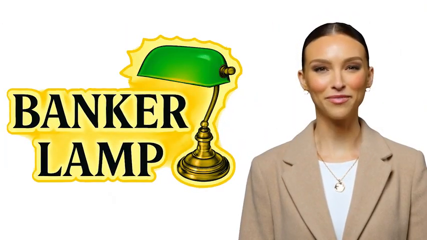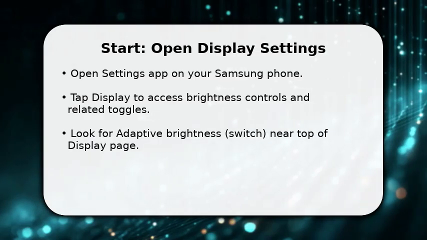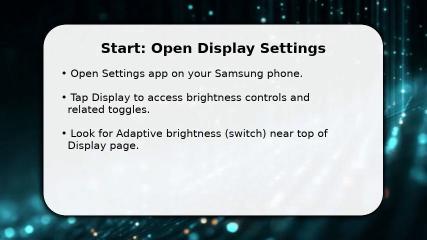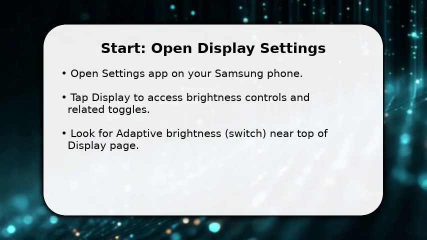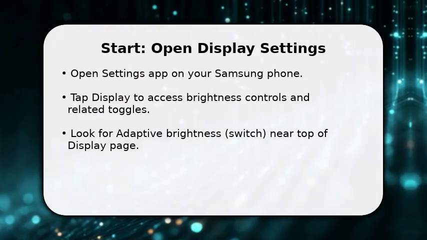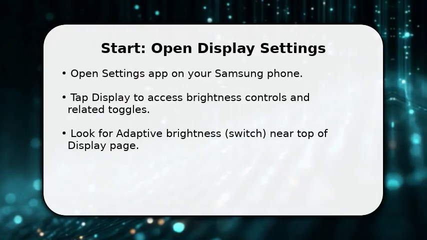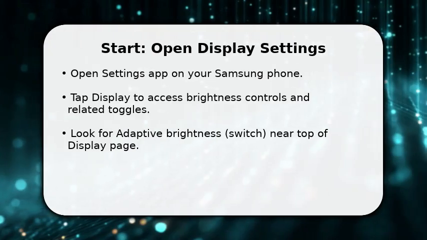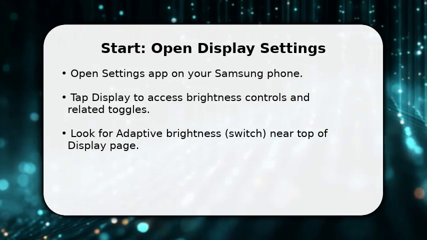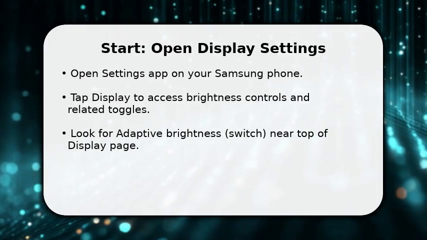Please enjoy the video. You start by opening settings and going straight to display. Once there, find adaptive brightness. It's the system-level feature that automatically varies screen output based on sensors. Turn it off now by tapping the toggle. This is the primary action that stops automatic brightness changes.